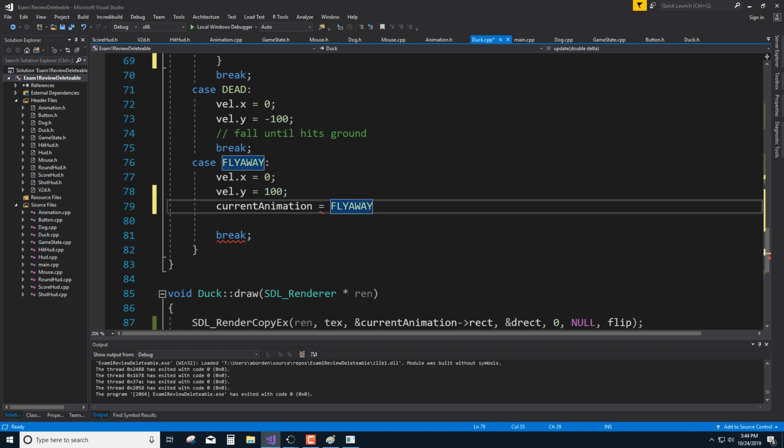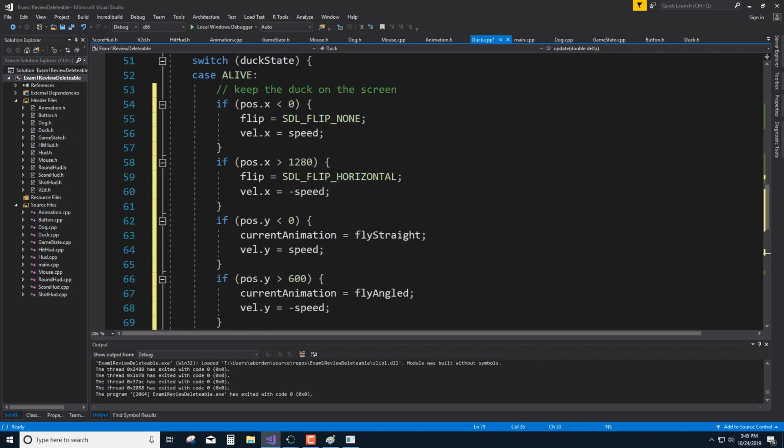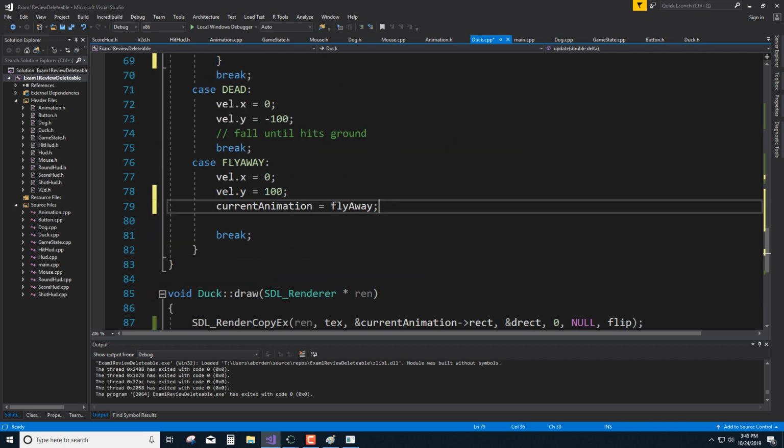Where was that? Yeah, there's also one called fly away. Are they both called fly away? Yeah. Okay, that's bad. We could call them all animation: fly away animation, fly straight animation, fly away or something.